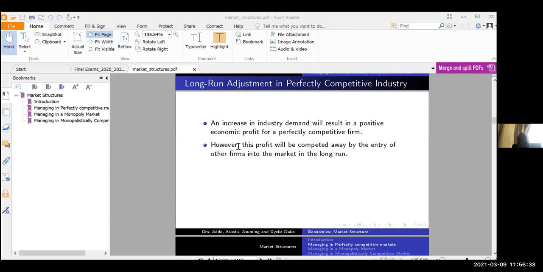However, the profits that are gained in the competitive market in the short run will be competed away by the entry of other firms into the market, because we have free entry. So I can also produce sachet water or pure water. I don't know whether the pure water Melissa is talking about is the old one, the one that they twist. For that one, the entry barrier is close to zero.